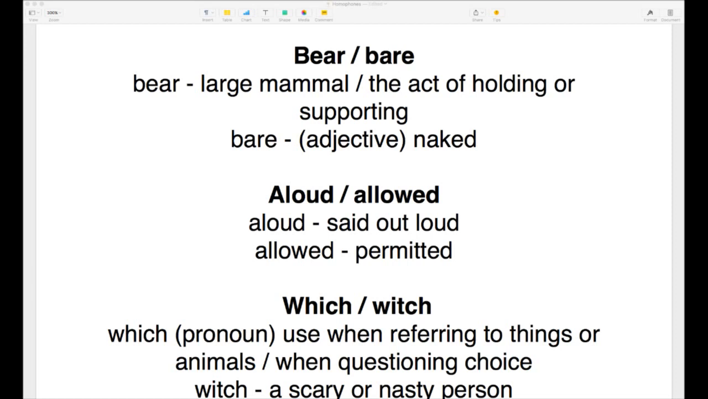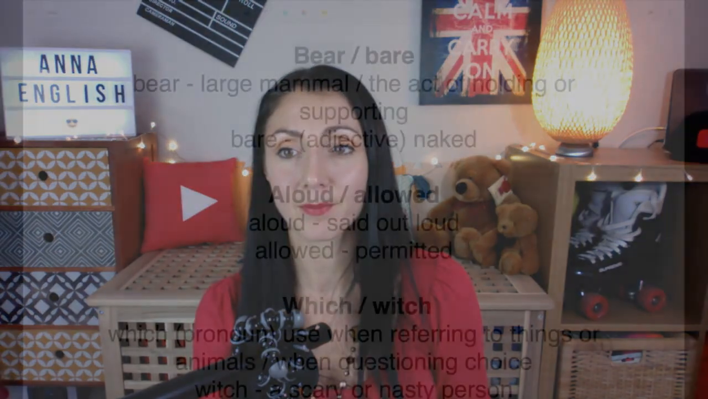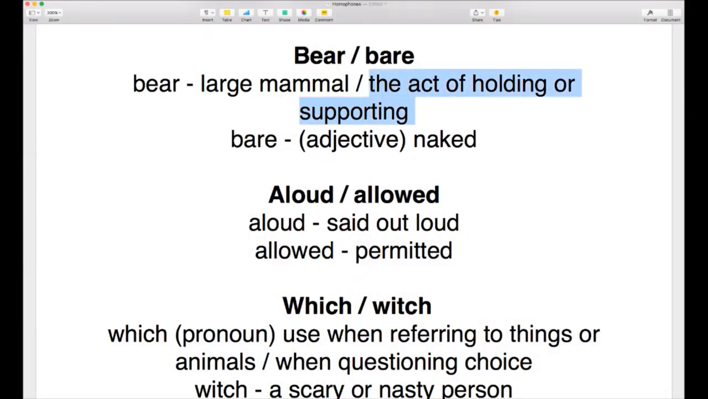So we have bear, bear. This is another one that I sometimes get confused with myself. And very easily, the first version of the word bear is a large mammal. So in parts of America, I know they have big grizzly bears, or they have black bears. Do you have bears in your country? We don't have bears here in the UK, apart from in special animal sanctuaries or zoos. But are bears native to your country? Let me know. The other version of the word bear, the other meaning for this particular spelling, is the act of holding or supporting. So you might say the plant or the tree bears fruit in the springtime. The tree bears fruit in the springtime, so it supports, it holds fruit, it bears fruit.